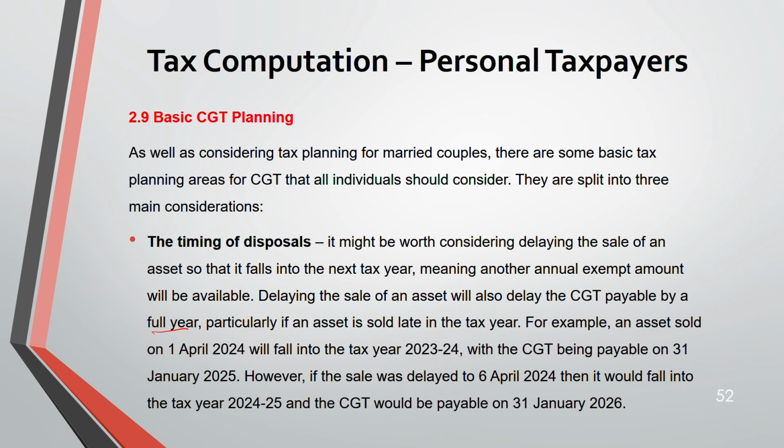You can delay. For example, an asset sold on 1st April 2024. This will fall in the tax year 23-24. That means CGT will be payable 31st Jan 2025. But if the sale was delayed to 6th April, just 5 days, if you are delaying, it falls in the next tax year and CGT would be 31st Jan 2026. So from 25 to 26. In terms of cash flow, it is good. You don't have to pay cash immediately. You can delay by 1 year.